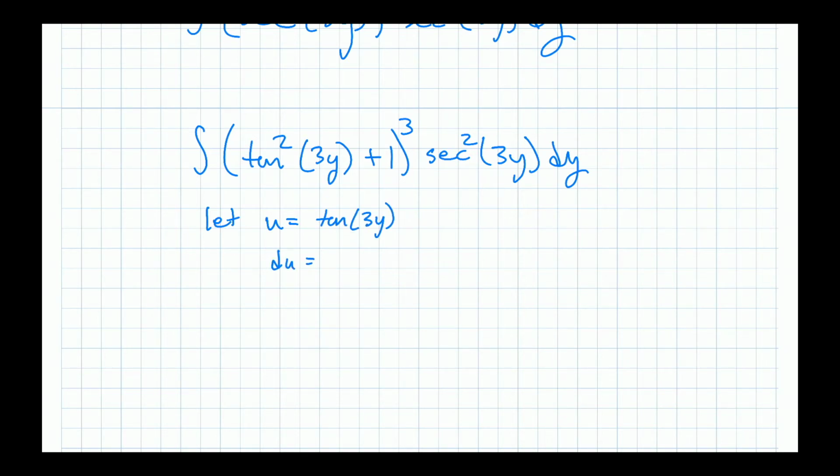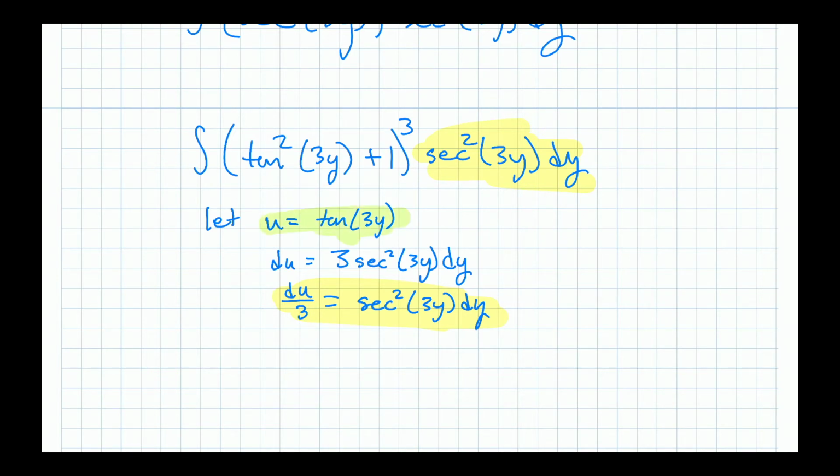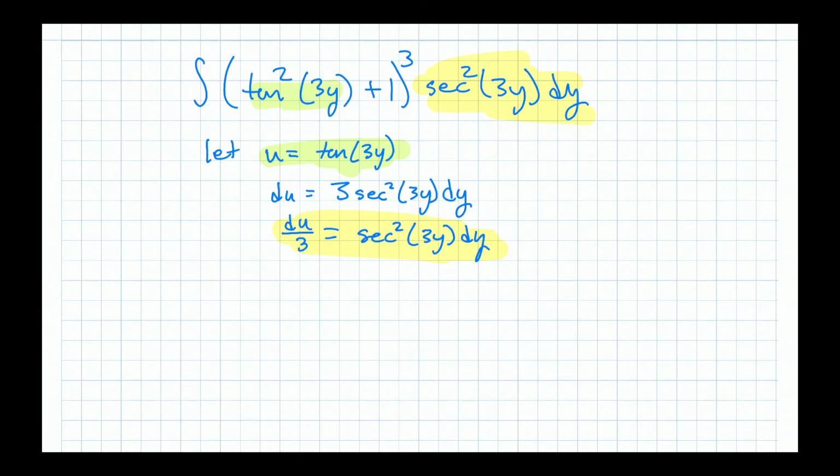So du is going to be 3 secant squared 3y dy. Divide both sides by 3, you get du over 3 equals secant squared 3y dy. And we should be able to make this substitution because we have this right here for our secant squared 3y dy. And then I've got my u is tangent 3y, and we just have tangent right there. So that should be easy to make the substitution. So make the substitution.